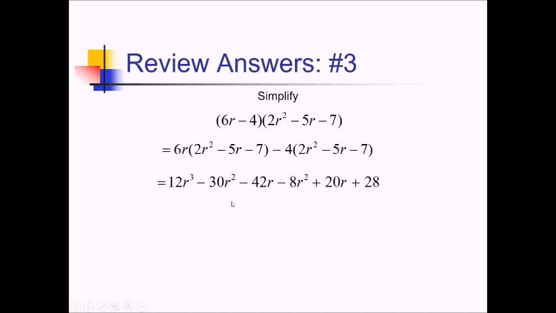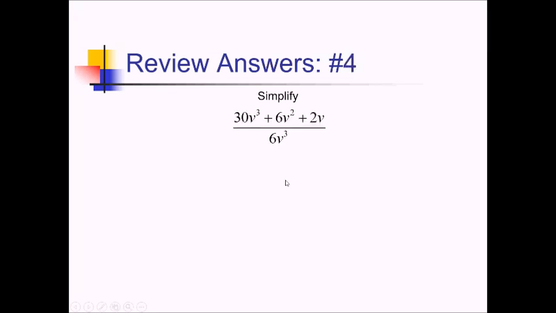Combining like terms, we see here that this 12r cubed is the only cubic term, so that just comes down and doesn't change at all. Negative 30r squared and negative 8r squared, those are like terms. Same variable and exponent, so we add the coefficients and keep the variable and the exponent. That'll be negative 38r squared. Then we have negative 42r and 20r. We can combine that to get negative 22r. And finally, this plus 28, that's the only constant. So there's no like terms for that one. That just comes on down.